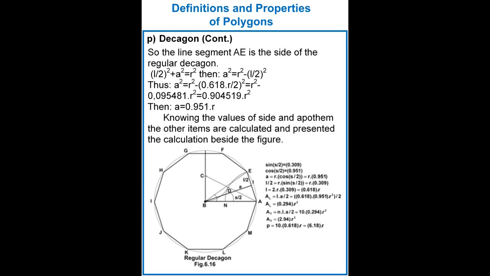Thus, the bottom has the value of 0.951 multiplied by the value of the radius. Knowing the values of the side and the bottom, it's possible to calculate the values of the other entities, such as area and perimeter.